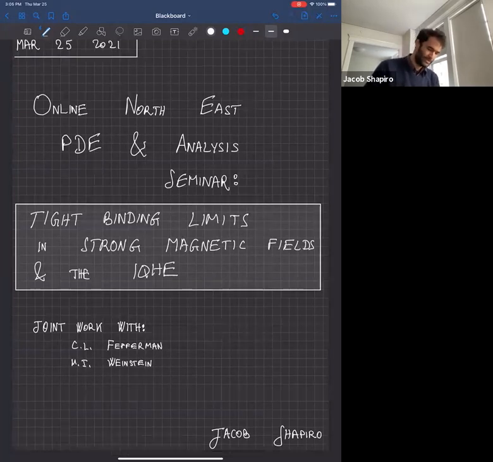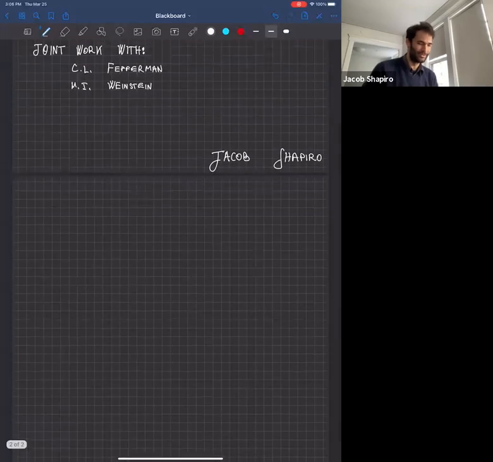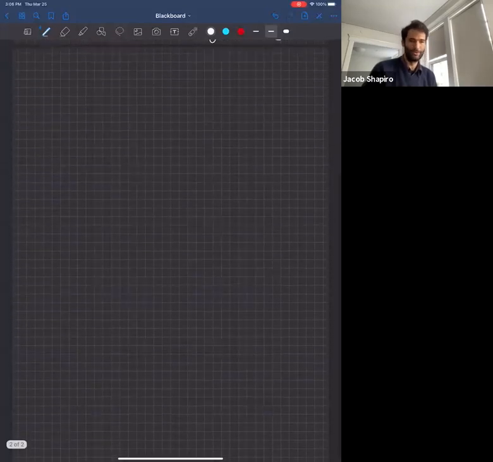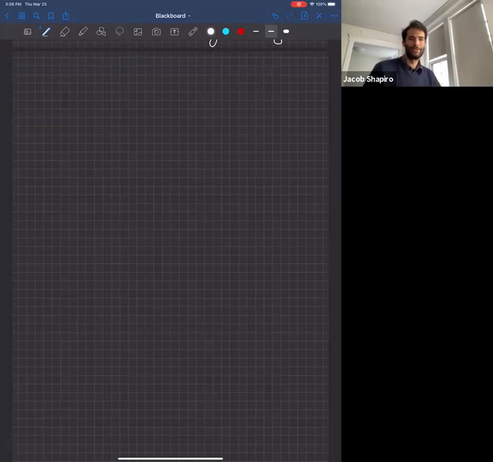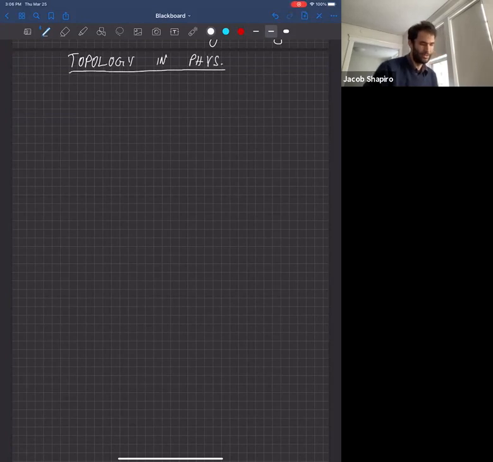So perhaps I'll start with just motivating that field for those of you who are not so familiar with it, especially in the PDE community. It's perhaps a bit less known. So topology in physics is a phrase that is used in order to talk about the application of, in particular, algebraic topology in physics, and the kind of physics that we want to do.